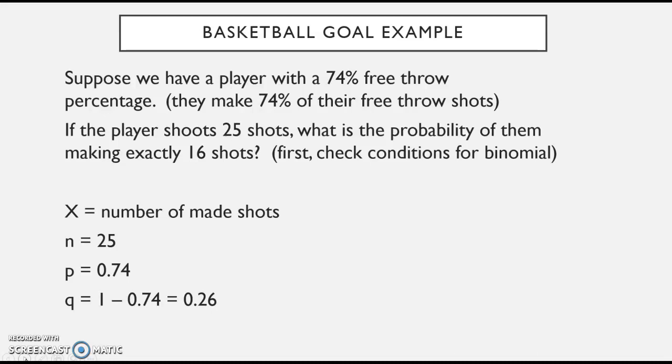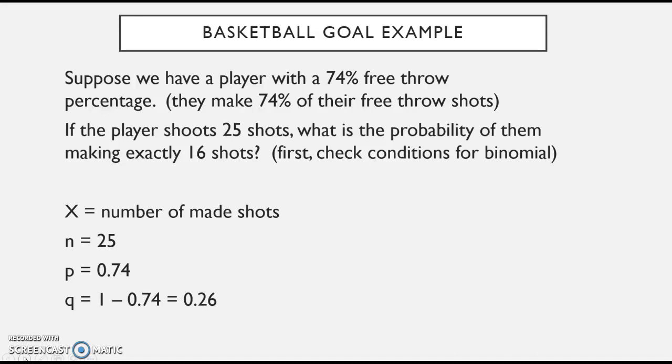So suppose we have a basketball player with a 74% free throw percentage. So we're saying that they make 74% of their free throw shots. If the player shoots 25 shots, what's the probability of them making exactly 16 shots?